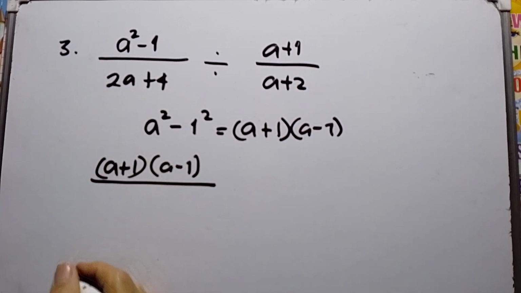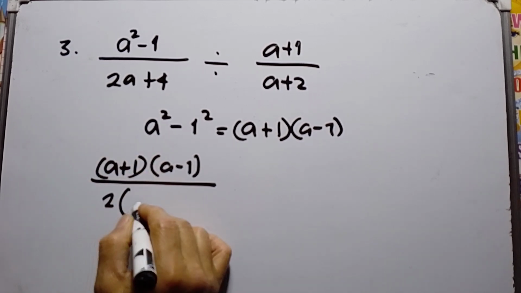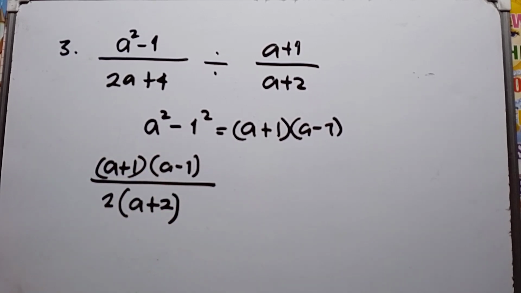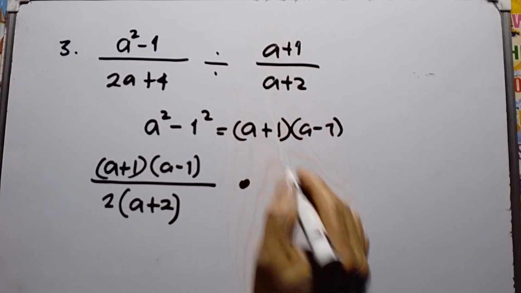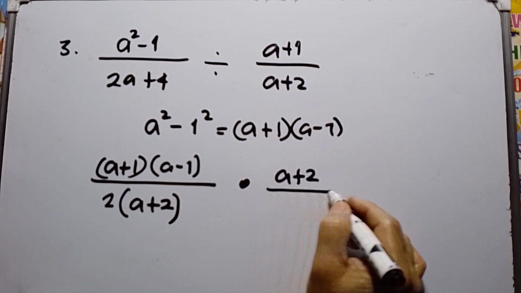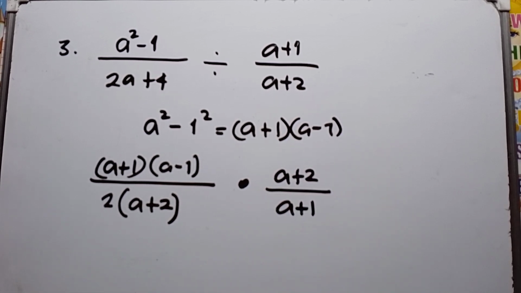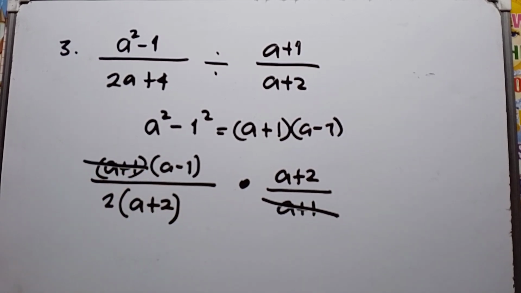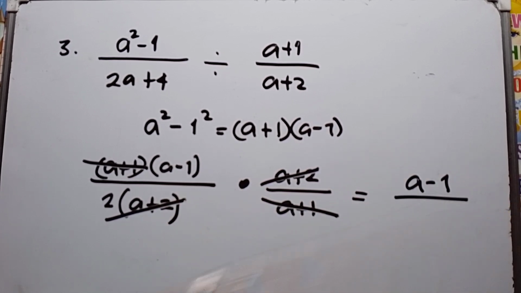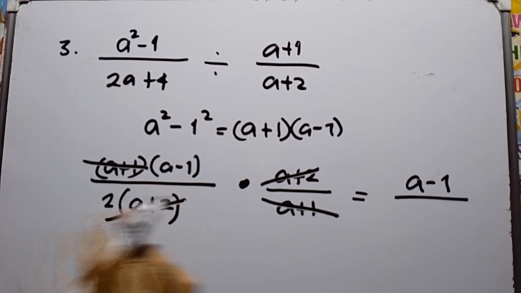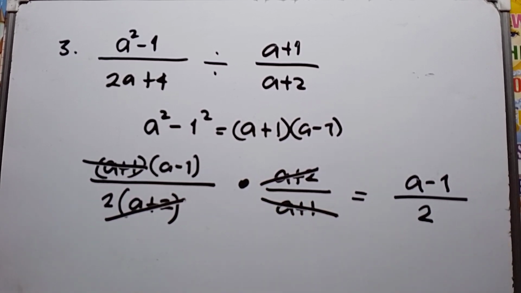Take note of 2 and 4. The common factor is 2. This will be a plus 2. Then change the operation to multiplication and turn the fraction upside down. So it should be a plus 2 over a plus 1. The same factors cross out: a plus 1 and a plus 2 cross out. So for the numerator, I have a minus 1. Then for the denominator, only 2 has been left. So this will be over 2. So for number 3, a minus 1 over 2 is my answer. That's all.